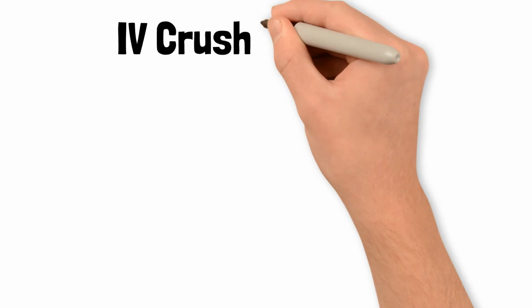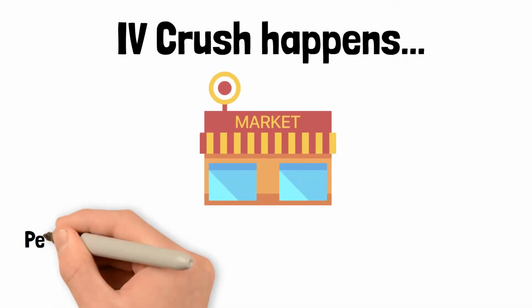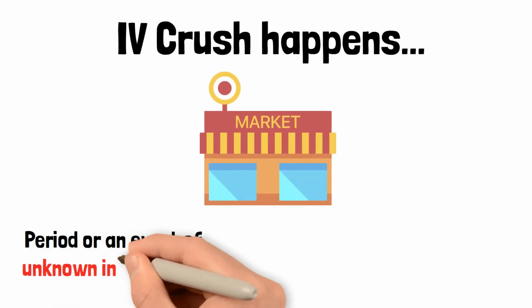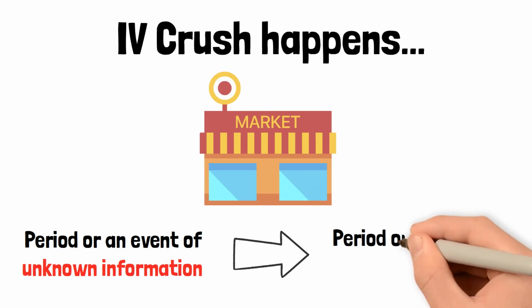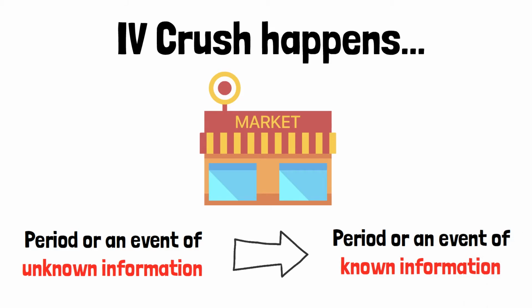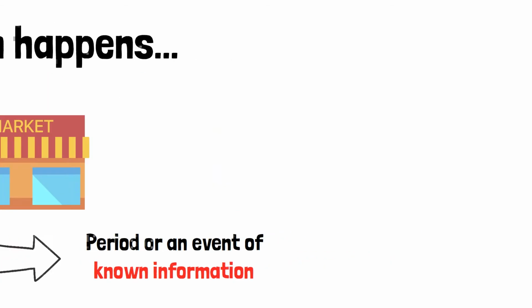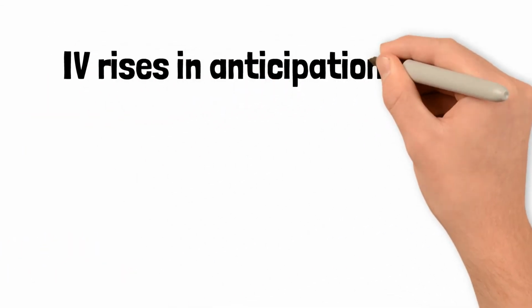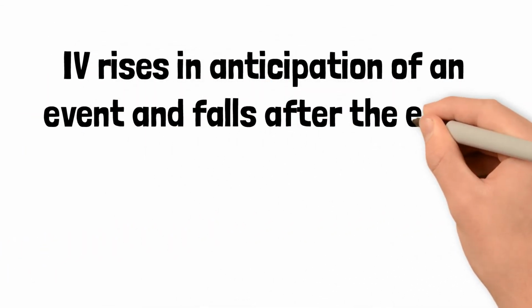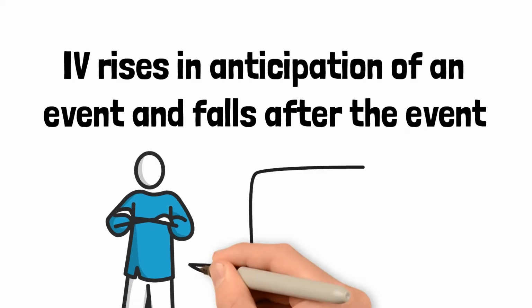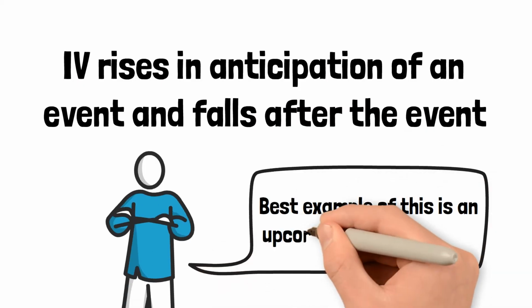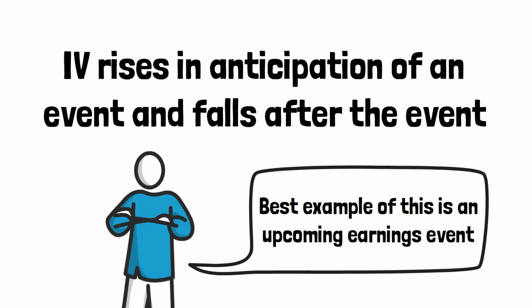Typically, an IV crush happens when the market goes from a period or an event of unknown information to a period or an event of known information. In simpler terms, IV rises in anticipation of an event and falls after the event. Personally, I would say the best example of this is an upcoming earnings event.